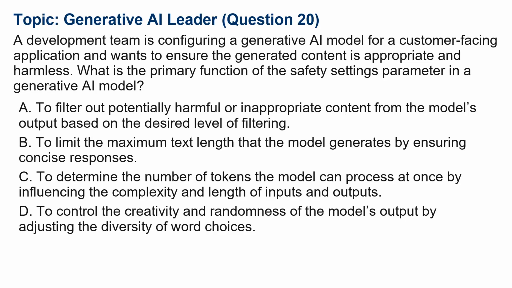A development team is configuring a generative AI model for a customer-facing application and wants to ensure the generated content is appropriate and harmless. What is the primary function of the safety settings parameter in a generative AI model? A. To filter out potentially harmful or inappropriate content from the model's output based on the desired level of filtering. B. To limit the maximum text length that the model generates by ensuring concise responses. C. To determine the number of tokens the model can process at once by influencing the complexity and length of inputs and outputs. D. To control the creativity and randomness of the model's output by adjusting the diversity of word choices.